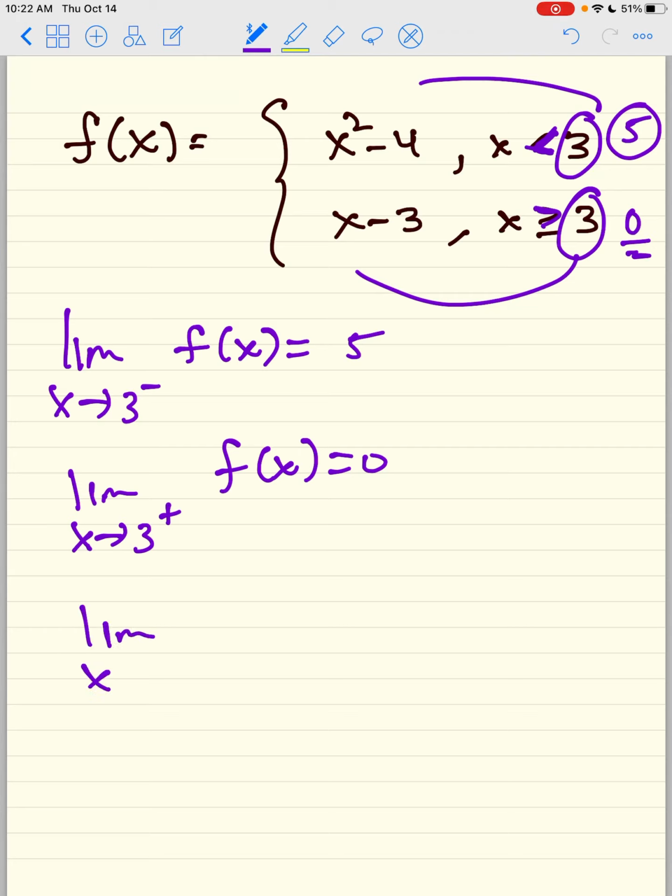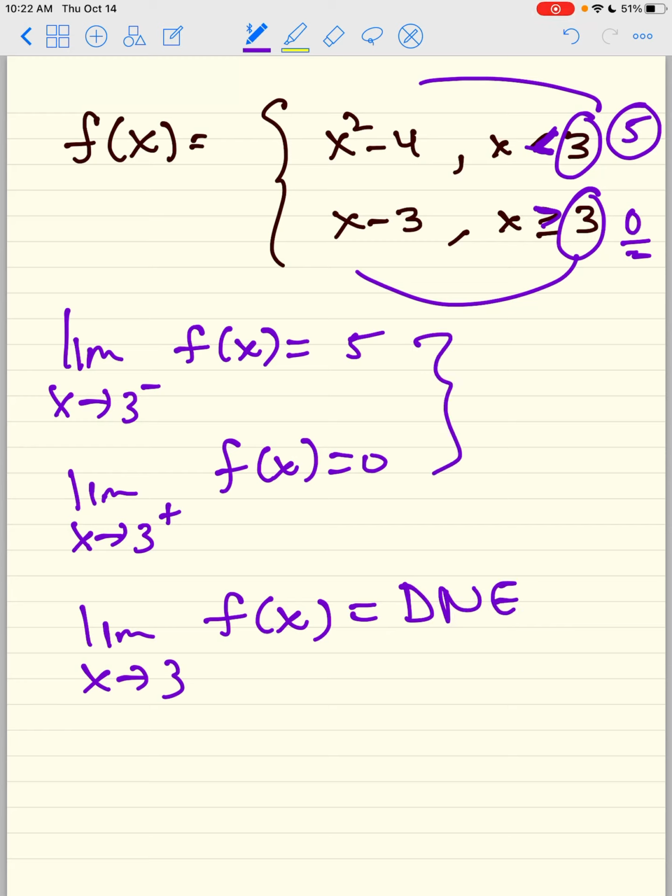The limit as x approaches 3 just in general does not exist because in order for it to exist, these numbers need to match. And then f of 3 is what happens at the equal sign. Well, the equal sign says 0. So therefore, this is not continuous because these numbers do not match. 5 and 0 do not match. So this function is not continuous.